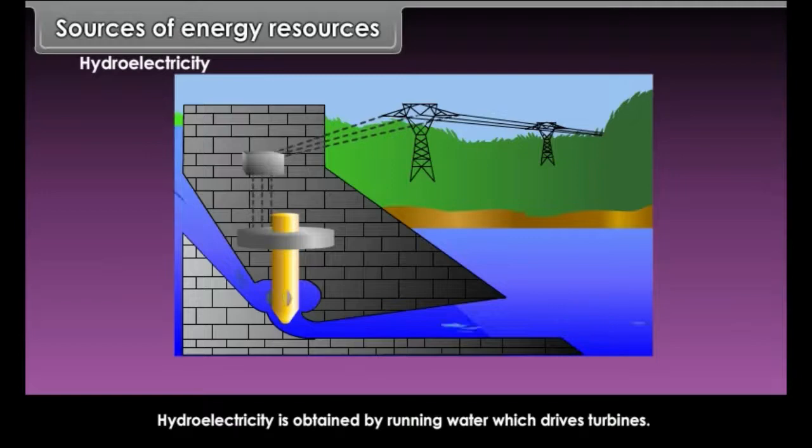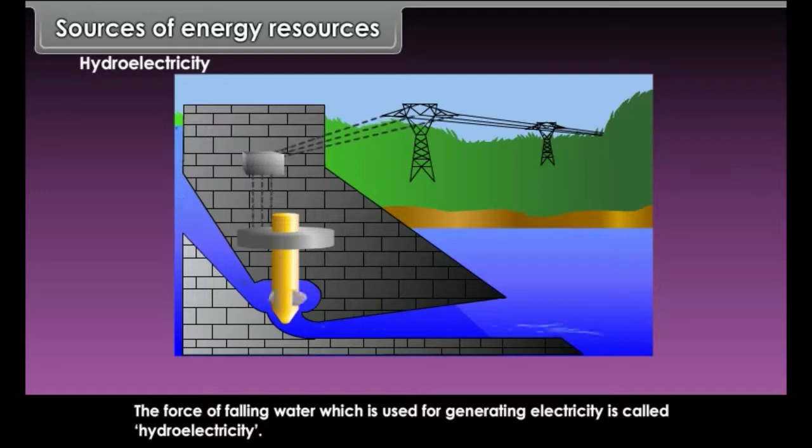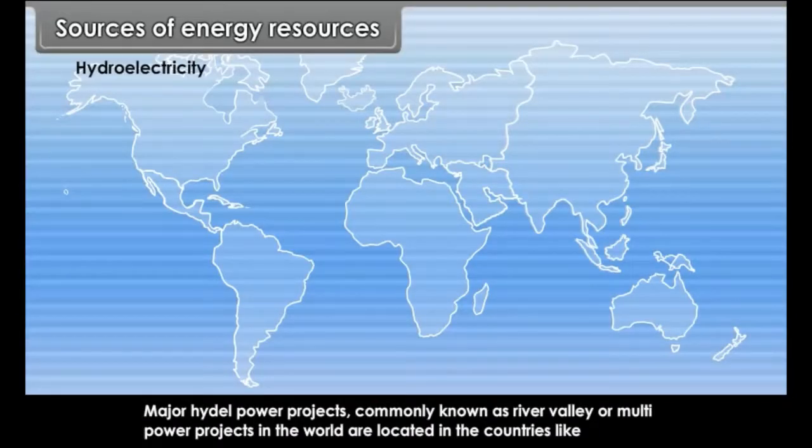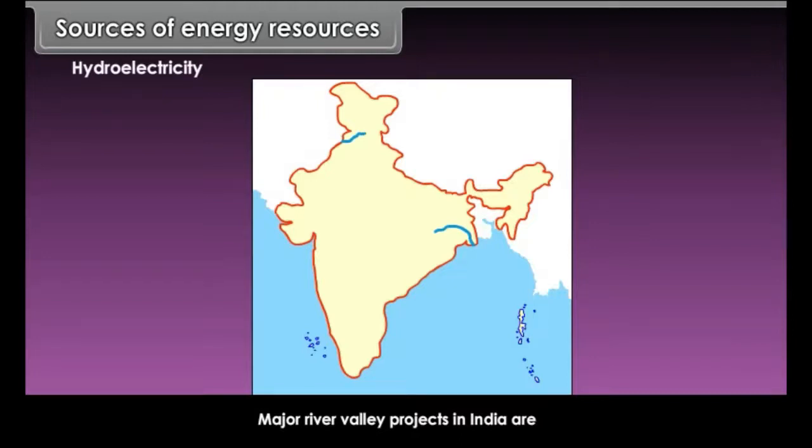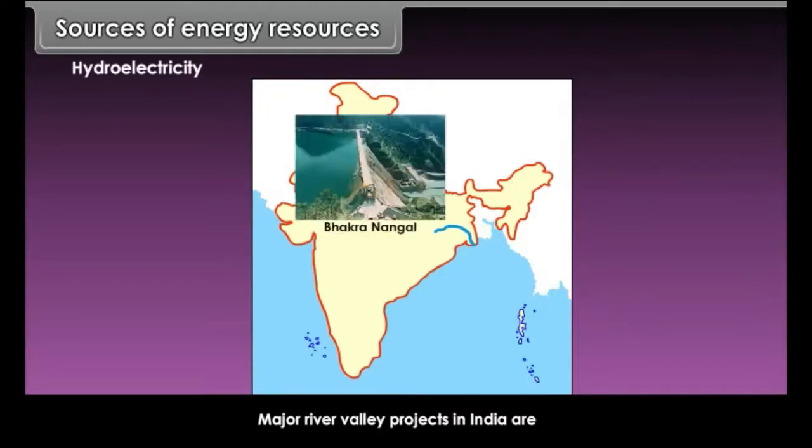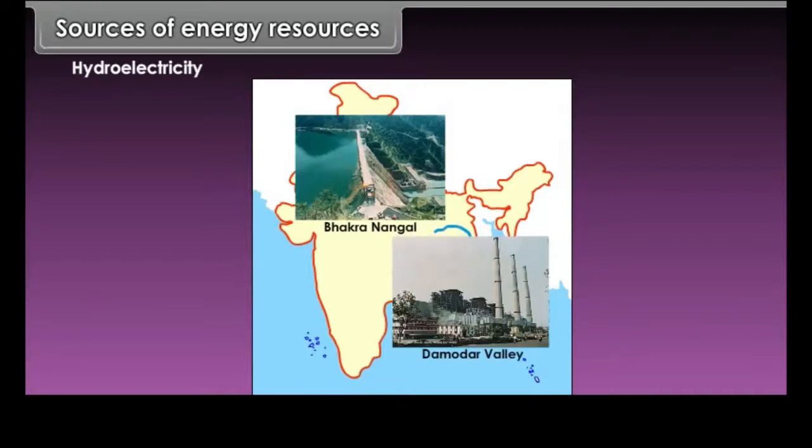Hydroelectricity is obtained by running water, which drives turbines. The force of falling water, which is used for generating electricity, is called hydroelectricity. Major hydel power projects, commonly known as river valley or multipurpose projects in the world, are located in countries like Sweden, Norway, Switzerland, Canada and the USA. Major river valley projects in India are Bhakra Nangal and Damodar Valley Corporation, which produce hydroelectricity.